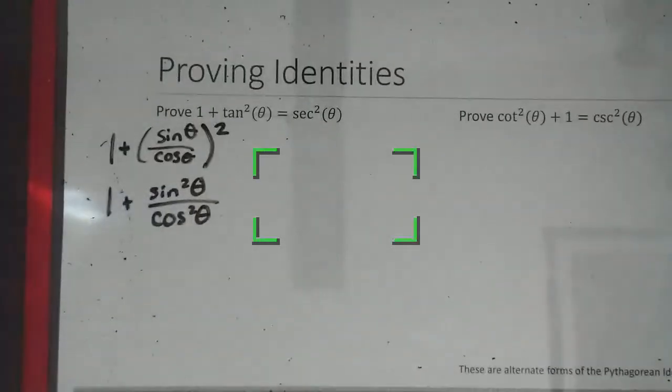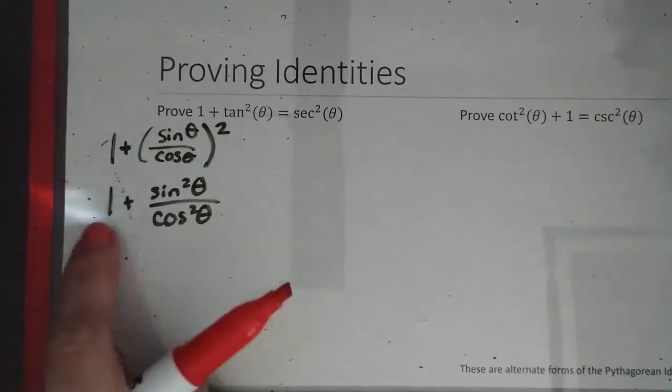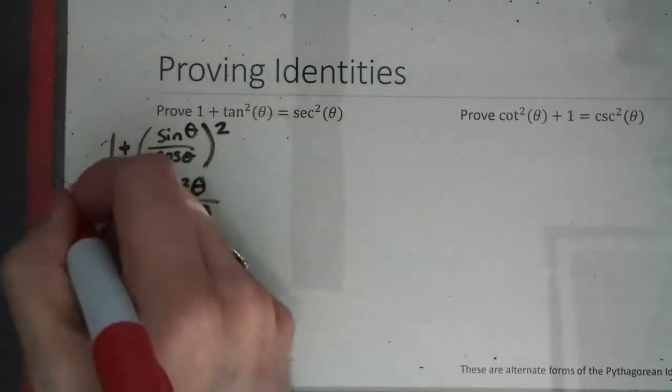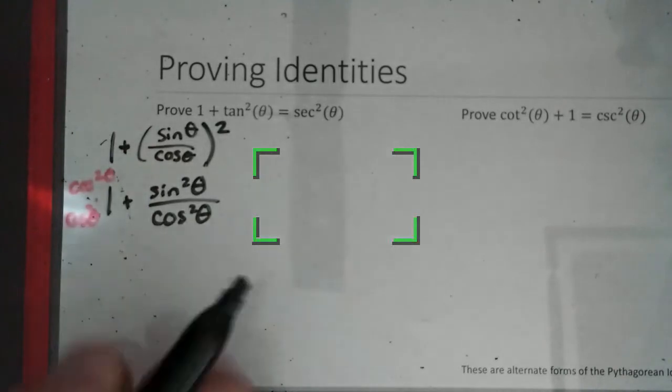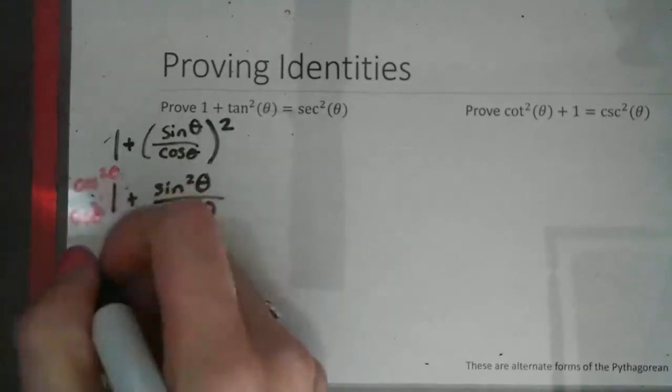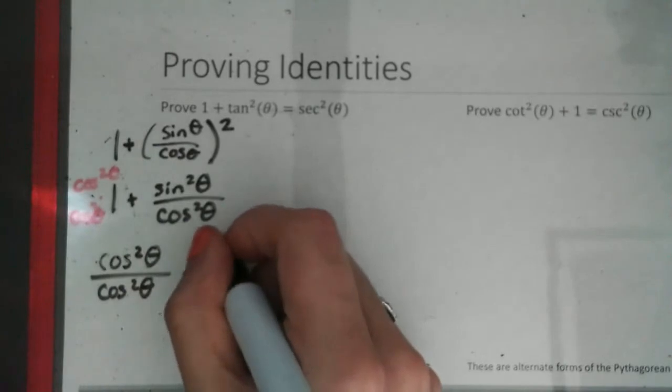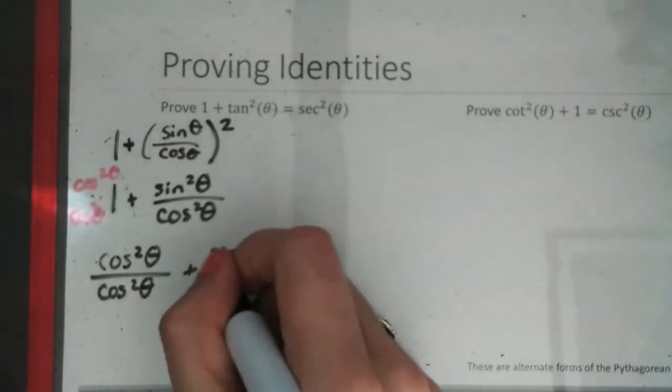Now remember, one of my useful tricks was to multiply by what I called a useful one. And what that is, is multiplying by the same thing in numerator and denominator. So what I'm going to do is multiply this 1 by the cosine squared of theta over the cosine squared of theta. That way, these two terms are going to have the same denominator. So cosine squared of theta over cosine squared of theta plus sine squared of theta over cosine squared of theta.